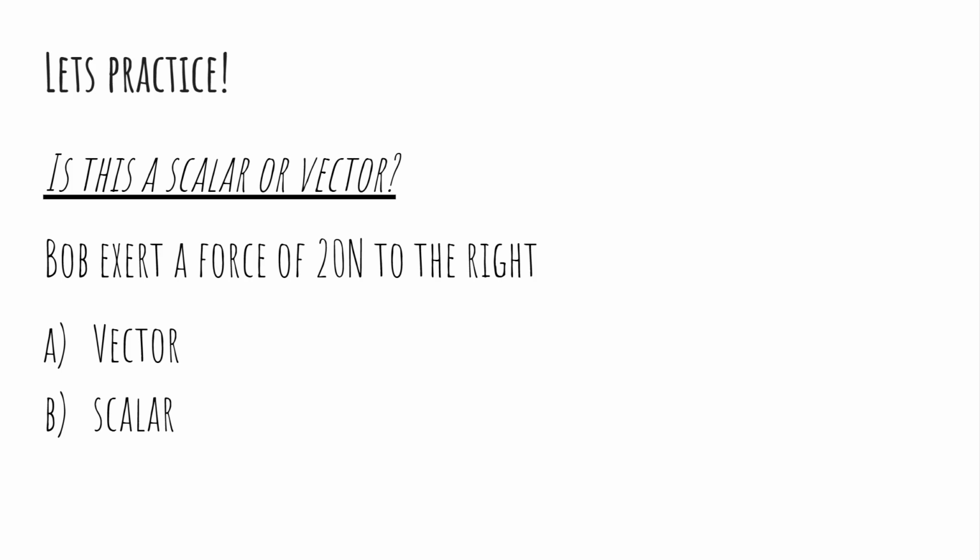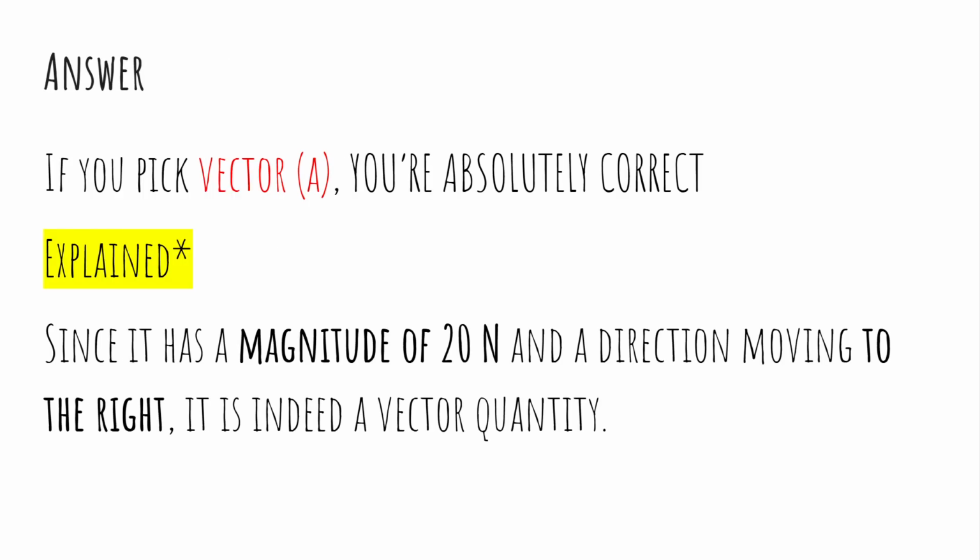Let's have a practice. Is this a scalar or a vector? Bob exerts a force of 20 newtons to the right. This should be quick and simple. If you pick A, you are correct because it has a magnitude of 20 newtons and the direction moving to the right. So it has both magnitude and direction and makes it a vector quantity.